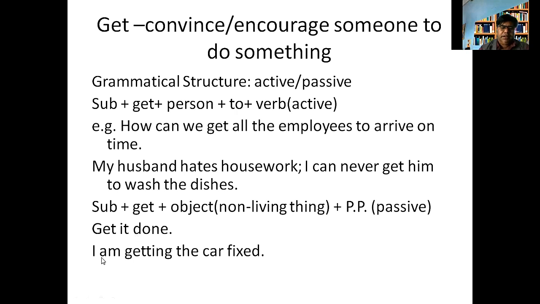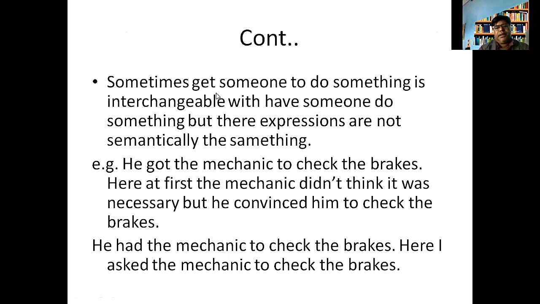I am getting the car fixed. Get is the causative verb here, and the car is a non-living thing, the object. It is fixed by someone else or somebody, which is hidden here. This is the passive structure of the get causative verb, but the actual doer is hidden. So sometimes get someone to do something is interchangeable, meaning we can use either get or have.